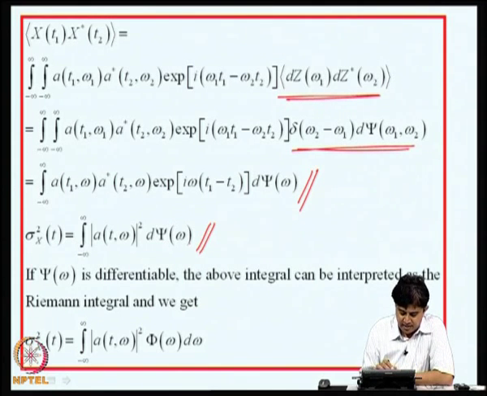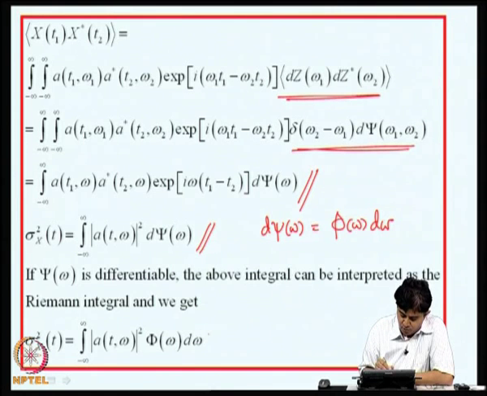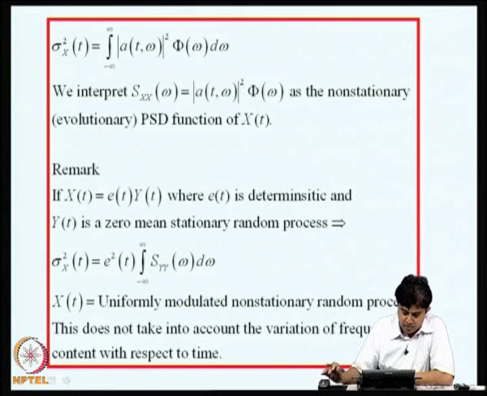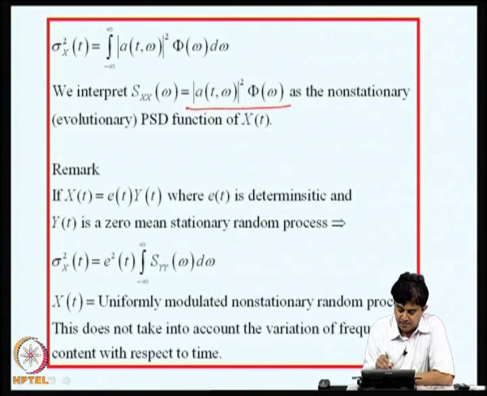Now, if this capital psi of omega is a differentiable function, then this integral can be taken as a Riemann integral, and I can write d psi of omega as phi of omega into d omega. If I do this, we get this expression, and for example, if a is not a function of time, phi of omega is nothing but the power spectral density function. Now, we interpret this function, modulus of a of t comma omega whole square into phi of omega, as the non-stationary or the evolutionary power spectral density function of x of t.